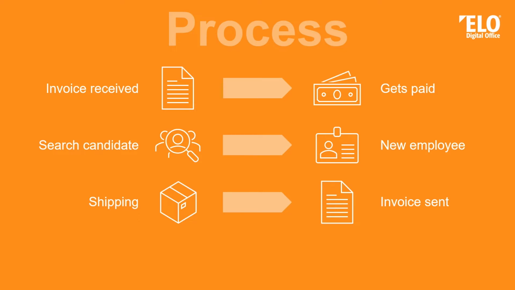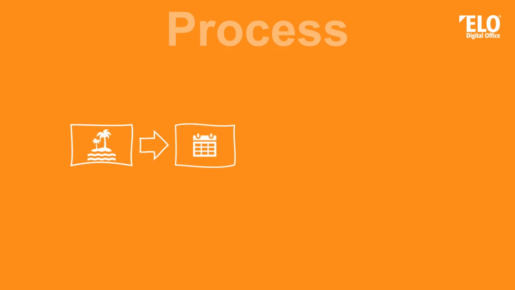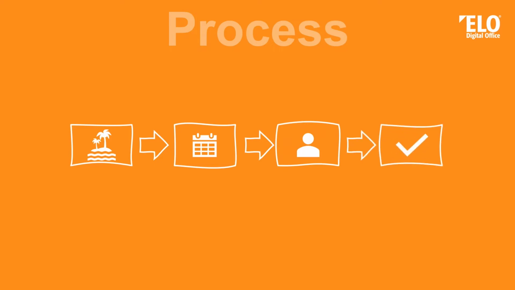The most common process that exists in every company is the vacation request. If you want to go on vacation, you must first define a date. Then you should nominate someone to represent you. And finally, your supervisor has to approve the request. A simple process that everyone knows in one way or another.